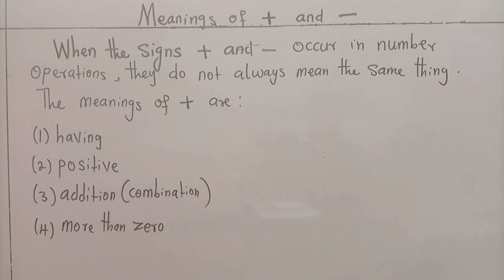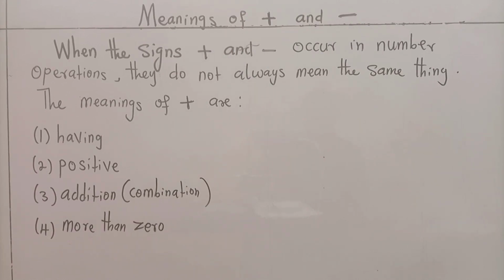Let us take our time to look at the 4 basic meanings of this plus. And afterwards, we talk about the 4 basic meanings of its opposite, which is this minus. Again, stop thinking that this always means addition. It is just one out of 4 different meanings it has. The 4 meanings of plus are 1. Having, 2. Positive, 3. Addition, which could also be called combination, then 4. More than 0.